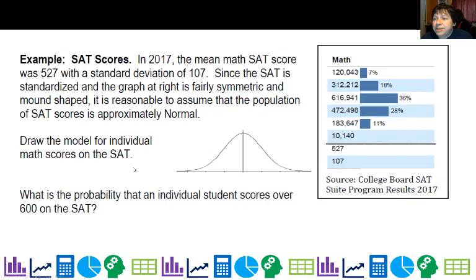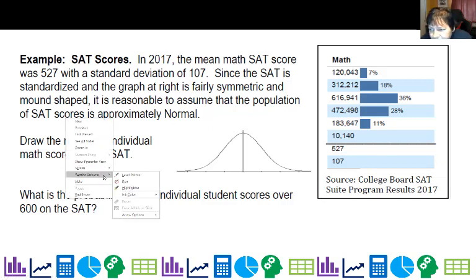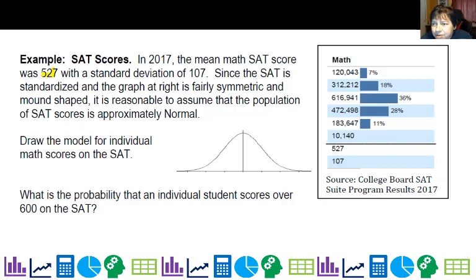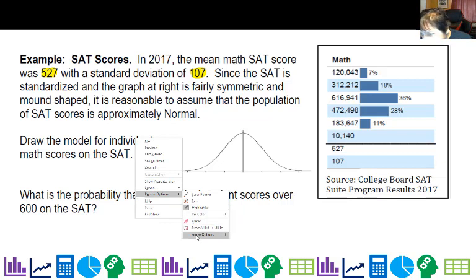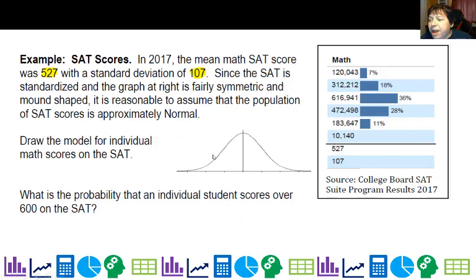So let's go ahead and look at an example of SAT scores. In 2017, the mean math SAT score was 527 with a standard deviation of 107. All right, so there's 527 and 107. Since the SAT is standardized and the graph at right is fairly symmetric, it's reasonable to assume that the population of SAT scores is approximately normal. So I can go ahead and, let's see if I can get back to my arrow options. Here we go. So I can go fill in this model. The mean is going to be the same, 527. And then I'm going to use that standard deviation to go up and to go down.